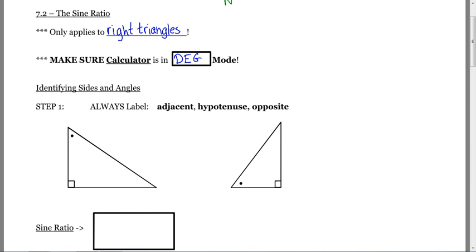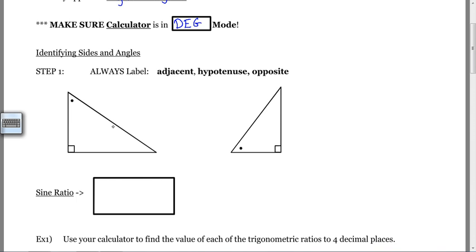Okay, so you must always label your triangle. Always. Adjacent, hypotenuse, and opposite. Adjacent means beside the angle, or the dot, I would say. The hypotenuse is obviously your long side. And opposite is opposite the angle.